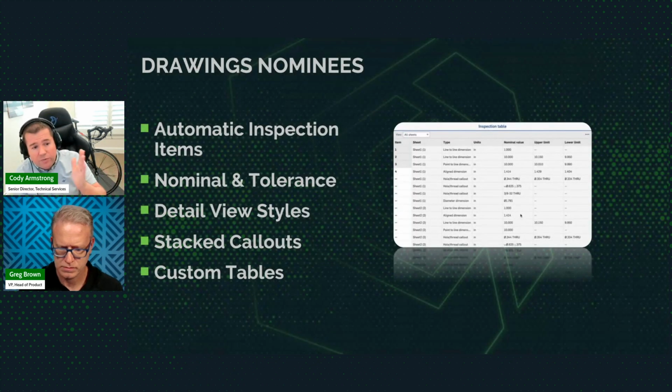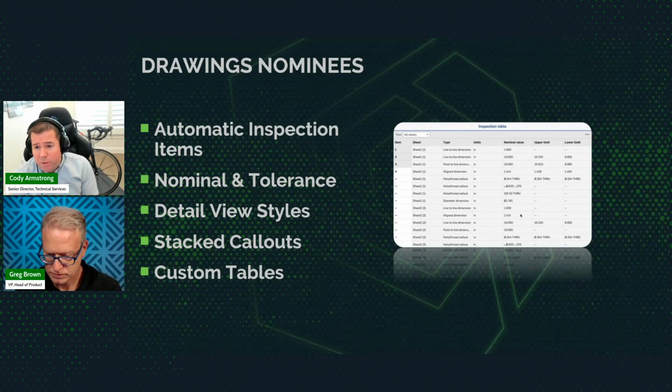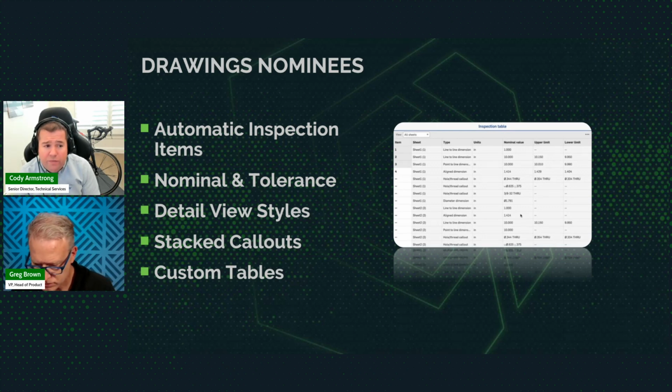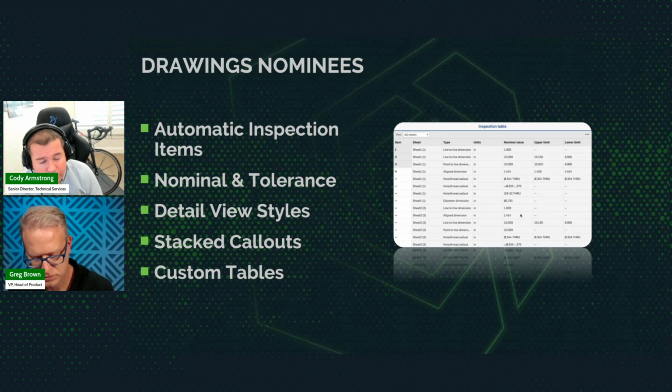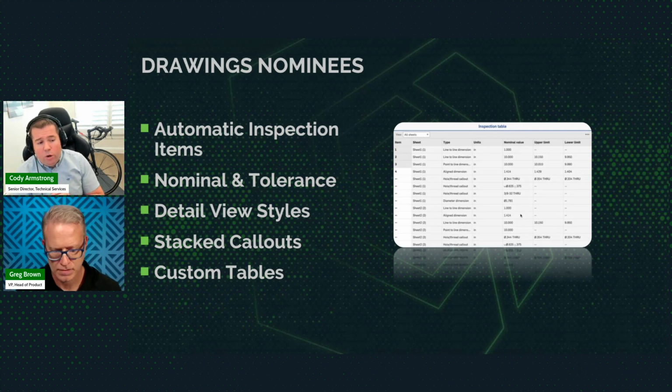So first off, what are my favorites? Well, automatic inspection items, in my opinion, is probably one of the biggest improvements to drawings this year. The reason I say that is it's such a unique way that we've done it, and it's so well integrated into our inspection tables and our drawing environment, that I think it's a very unique solution to inspections in Onshape drawings. But we've also added a whole host of improvements around this and drawings in general.